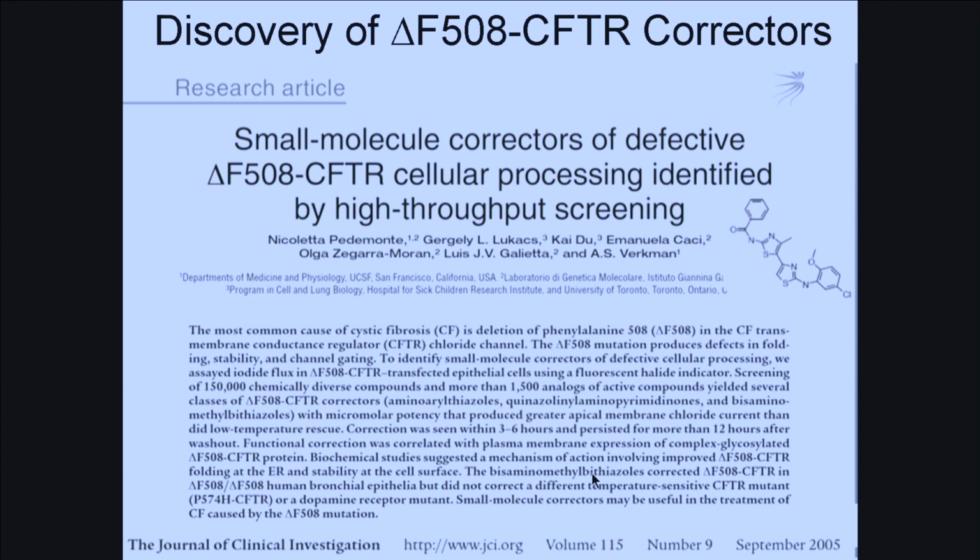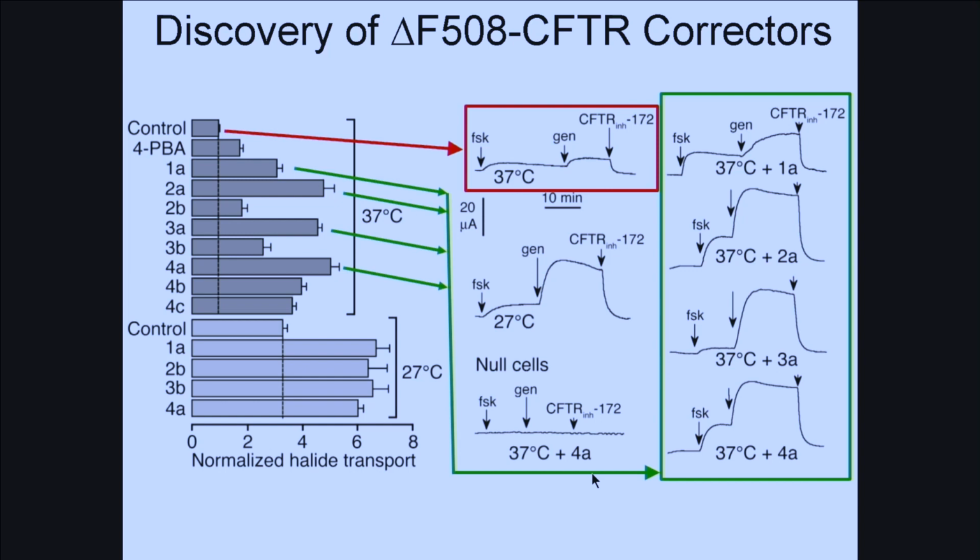And this is what the data looks like. So this is relative transport on the x-axis for different compounds. So control, meaning no corrector in red, gives a very small signal by short circuit current. The higher the signal, the more active CFTR. We identified 4 classes of correctors, and as shown in green, and in the green box on the right, we see that each of these compounds is able to increase the amplitude. And so basically, this is what a corrector does.